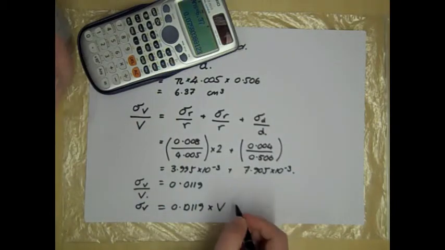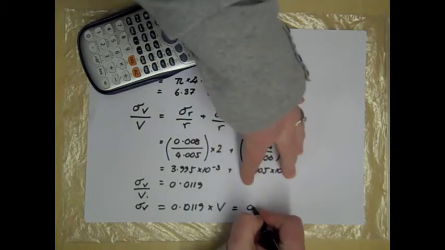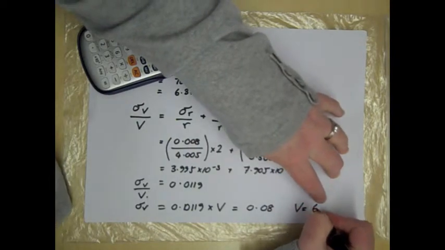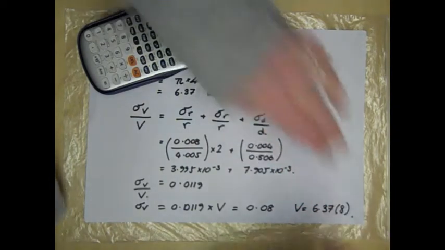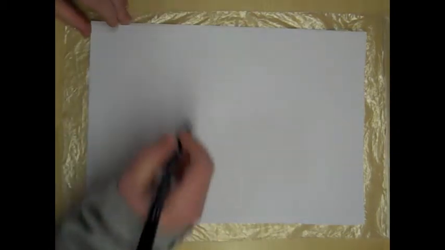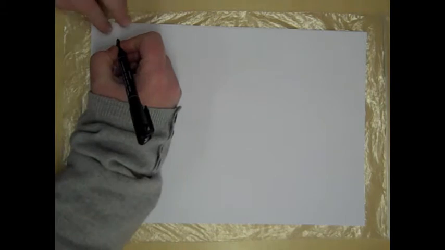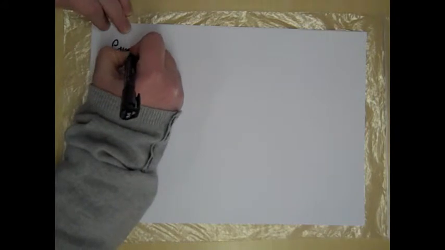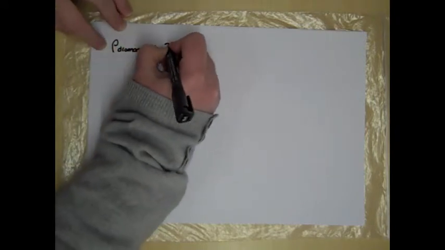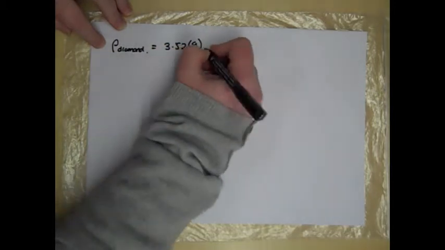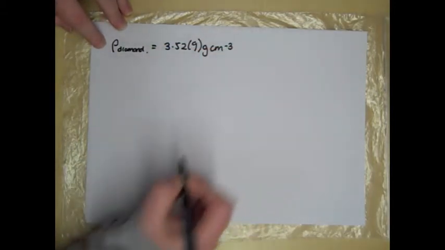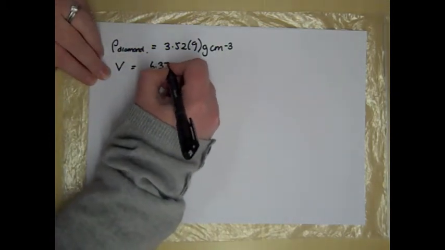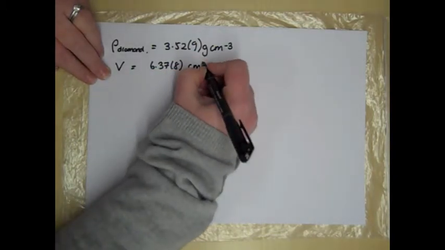And so I need to round this value up. This is equal to 0.08. And so my volume is equal to 6.37 with an uncertainty of 8. So I now know the volume of the coin and I'm given the density of diamond. So the density, we give density the symbol rho, and that is 3.52 with an uncertainty of 9 grams per centimetre cubed. And my volume, V, is equal to 6.37 with an uncertainty of 8 centimetre cubed.